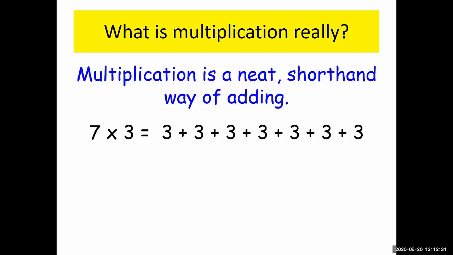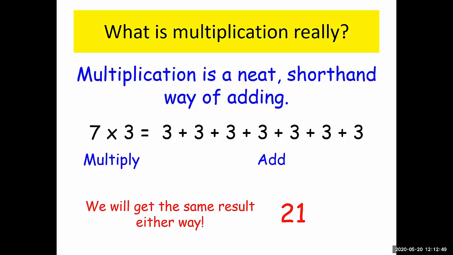That would just take too long. It's not very quick. It's boring. So we just say, can you tell me what 7 3s are? So we get the same answer. We get the multiplication bit on the left, but it actually means addition on the right. So multiplication is really a shorthand way of doing addition. Now we get the same result, 21. If you add up 7 3s, you get 21. If you say 7 times 3 on a calculator, you get 21.